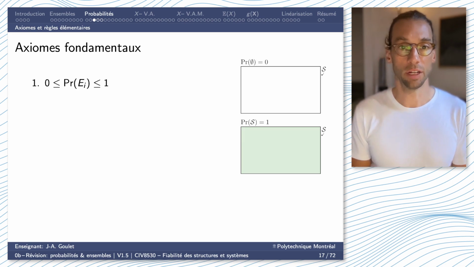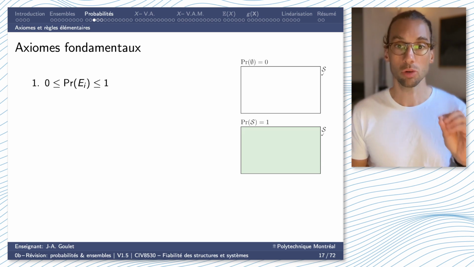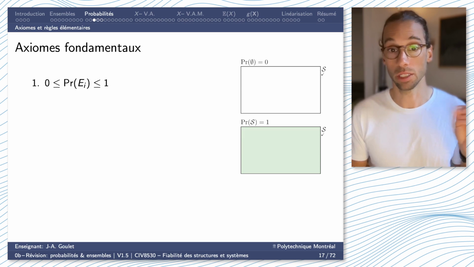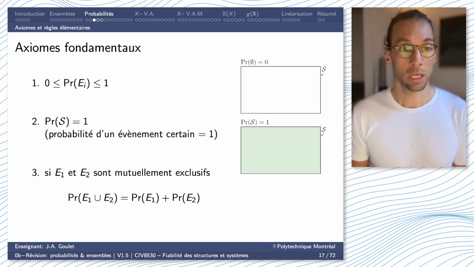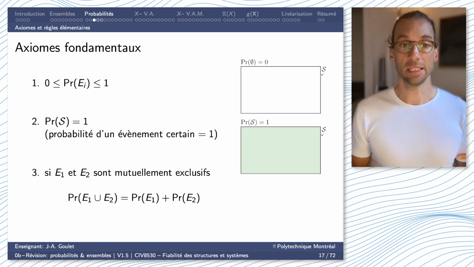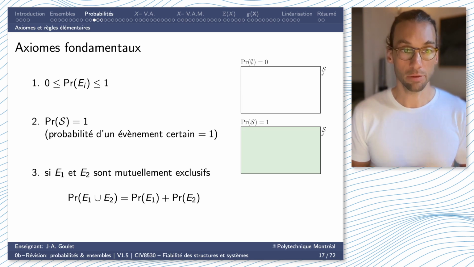If we look at the fundamental axioms, the probability of an event must always be between 0 and 1. In the two extreme cases, if it's 0, it's the probability of the null space. If we have 1, we're sure to land in our sampling space. So the probability of the sampling space is 1, it's a certain event, and the probability of the null event is 0.